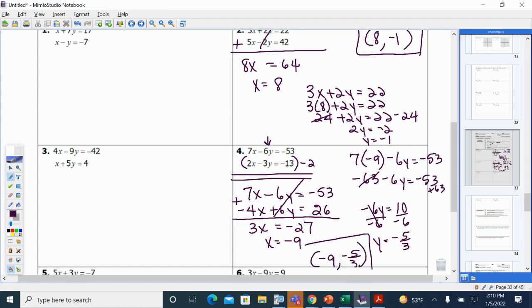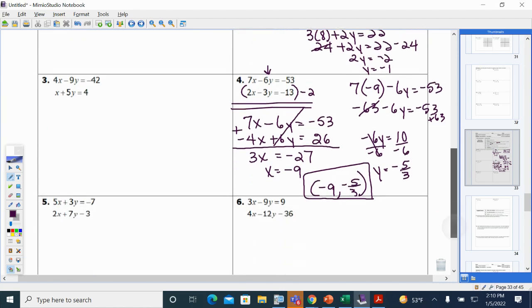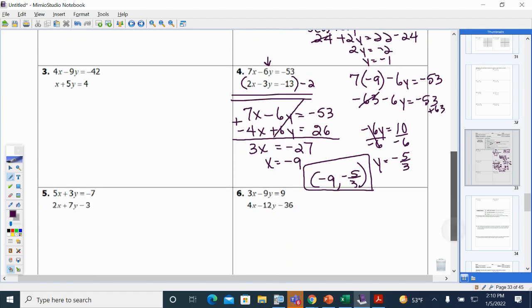And y'all, that's totally possible. Some answers may end up being fractions because not everything can be nice and pretty and perfect.